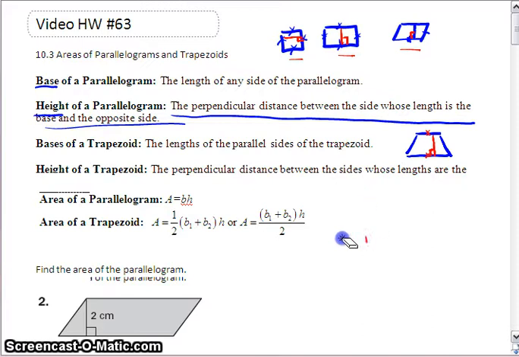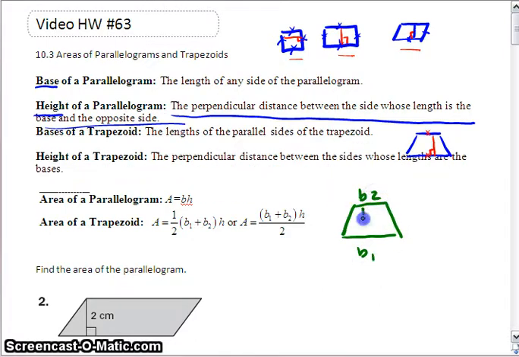So let's think about the formula for the area of a trapezoid. If I have a trapezoid and I have base 1 and base 2 and its height, and I flip my trapezoid over and make a copy of it, I now have base 1 here, base 2 here, and again the height.